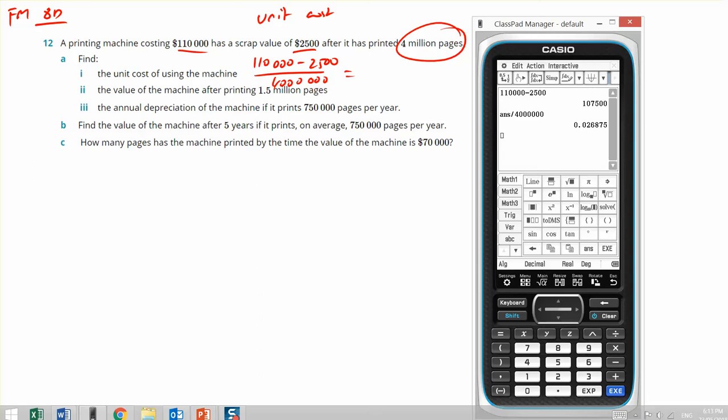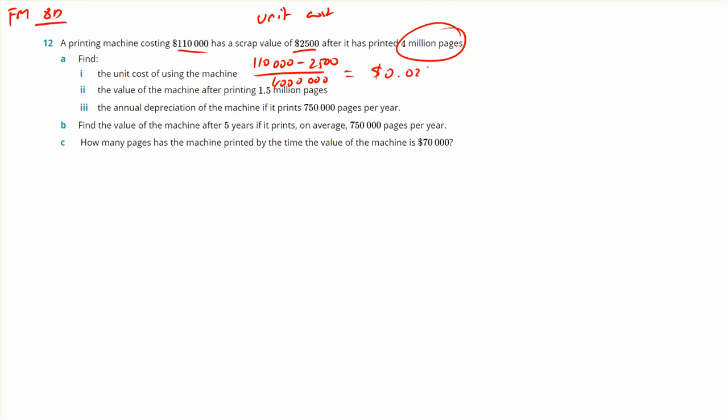Okay, so what I have on the calculator now is in dollars. 0.026875 dollars per page. Okay, it's a unit, so that's why I'm trying to leave it as many decimal places as possible. Now, in a test or SAC, it will generally tell you how many decimal places to use, but in this case, it should be fine.